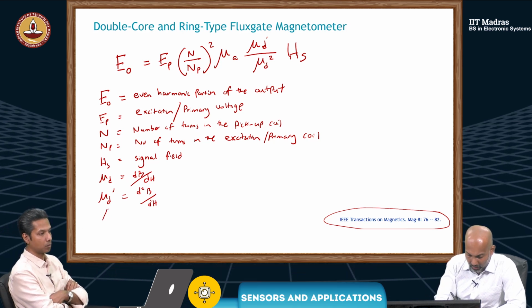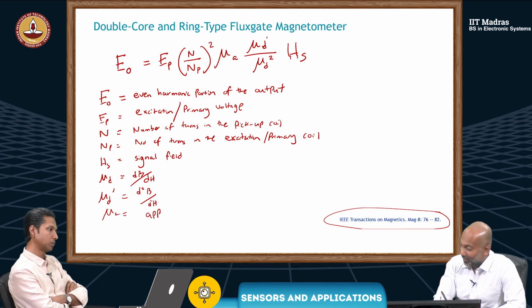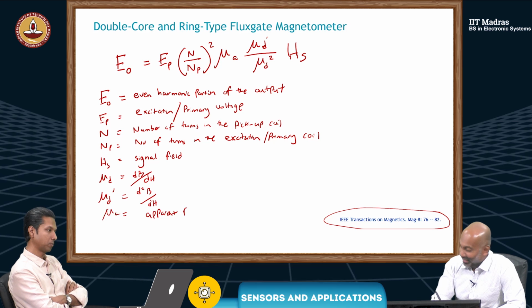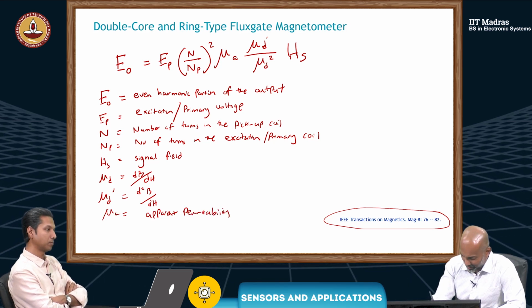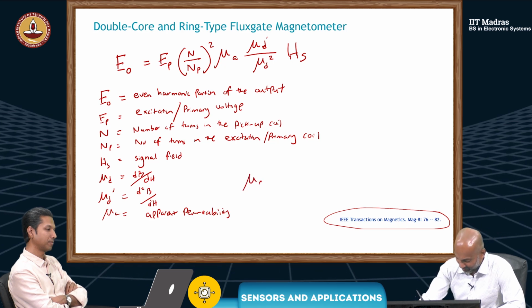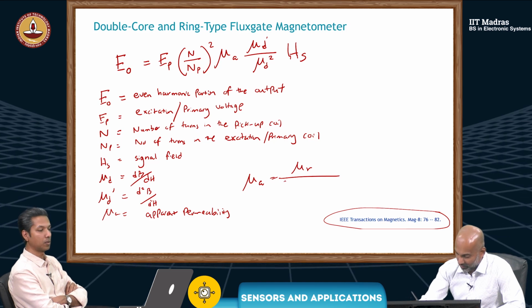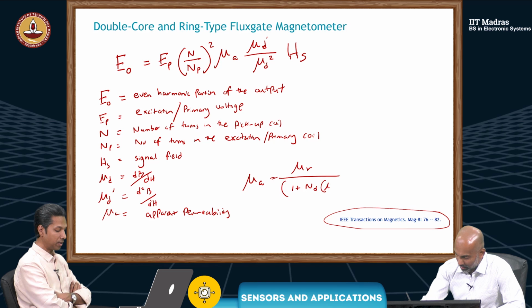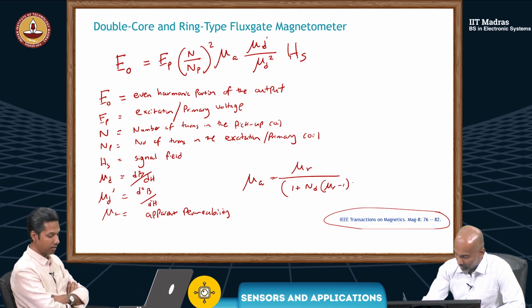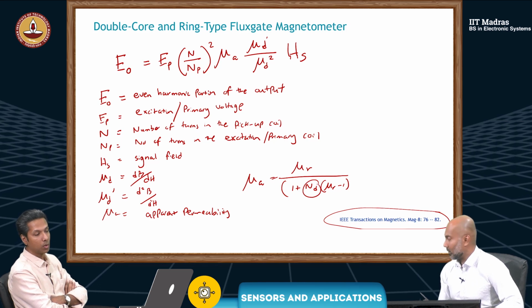And mu A is the apparent permeability. I think, Boby, we were discussing before, maybe we should talk about this if there's any confusion. So this is the permeability of the core considering the demagnetization. Correct. This factor here, the demagnetization factor. Yeah.